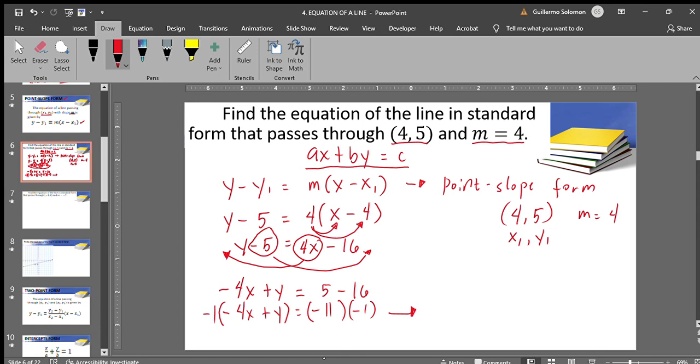Negative 1 multiplied by negative 4x, so it will become positive 4x. And then negative 1 multiplied sa y, it will become negative y equals negative 11 multiplied by negative 1, it will become positive 11. So that's how we get the standard form of our linear equation.